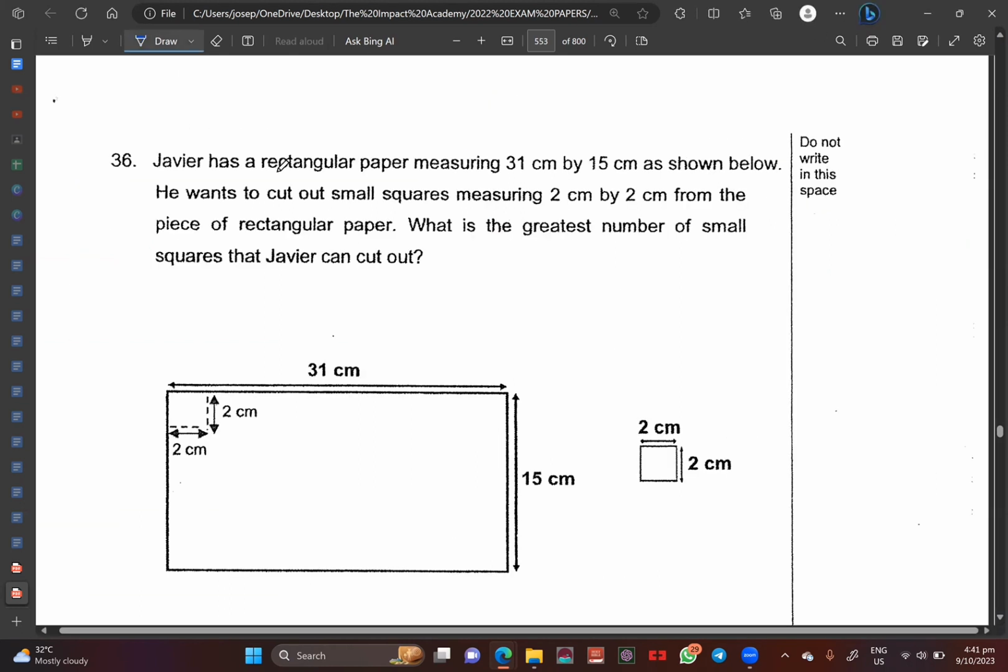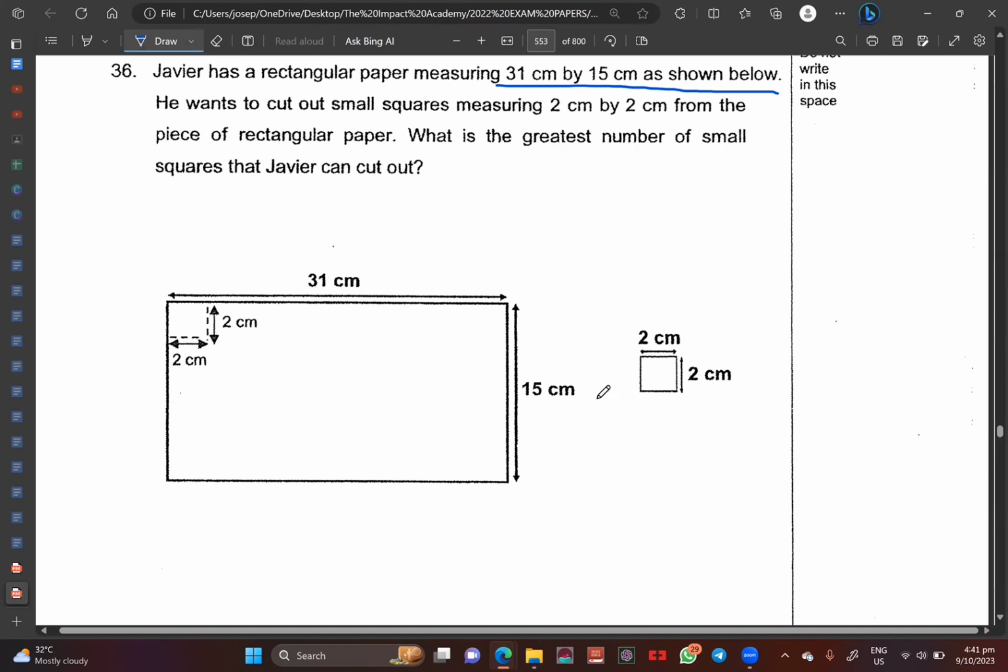Javier has a rectangular paper measuring 31 by 15 cm as shown below. So that is the big piece of rectangular paper. Can you see it? Yeah. Now this person wants to cut out small squares from a rectangular piece of paper. You can see that this is a rectangular piece of paper. Javier decided to cut out some small squares, measuring what? What is the measurement of the square? 2 cm by 2 cm from this rectangular paper.